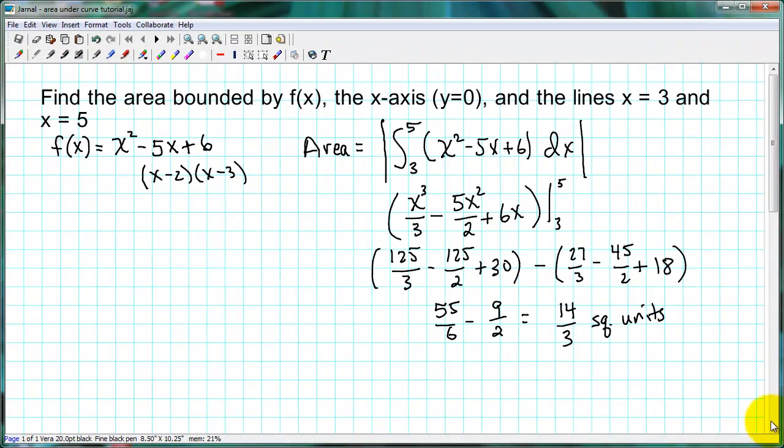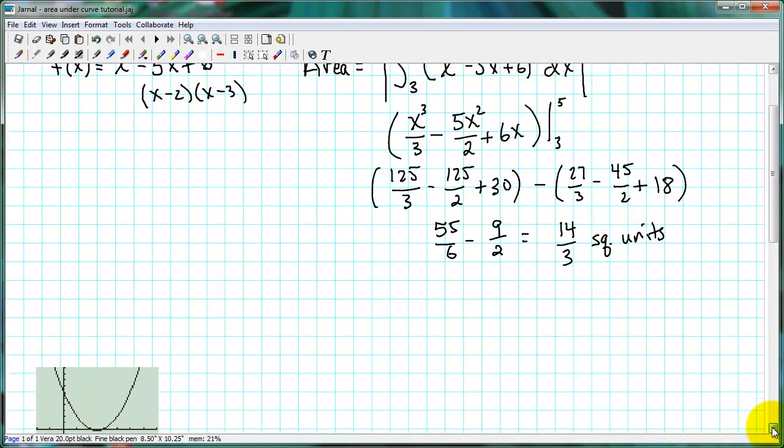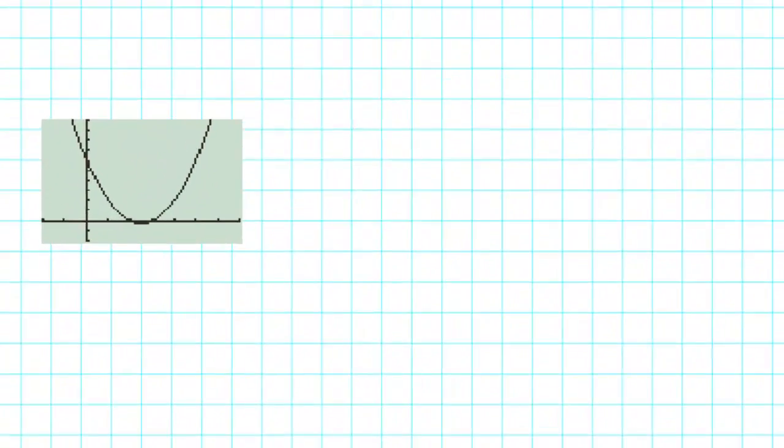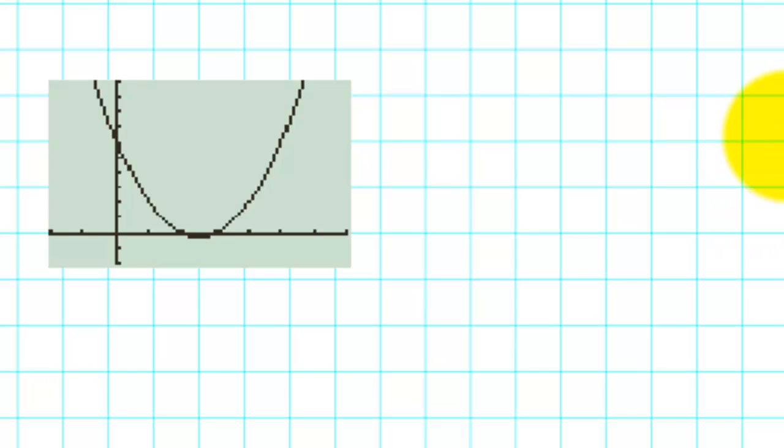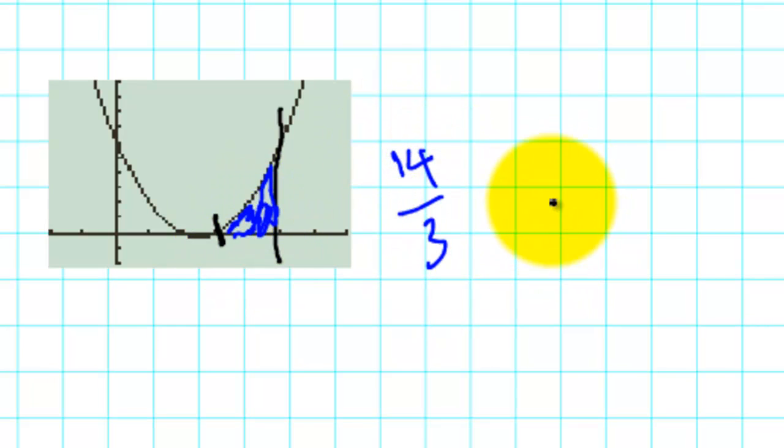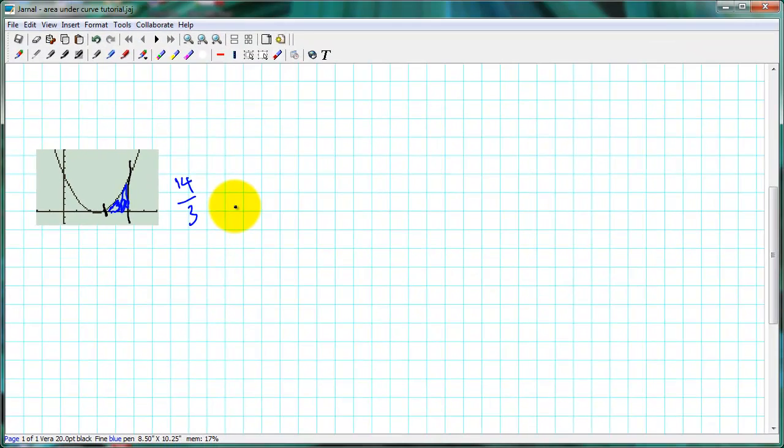So let's look at a picture of what we just did. This is the graph of our function, and x equals 3 is here, and x equals 5 is here. And we just found the area in this region here to be 14/3 square units. Thank you.